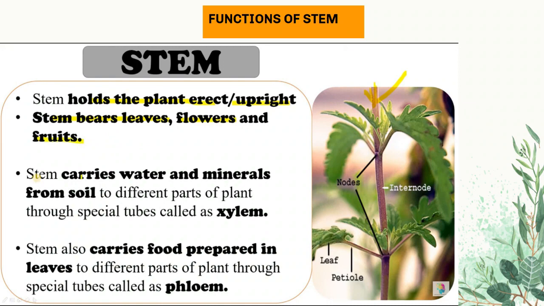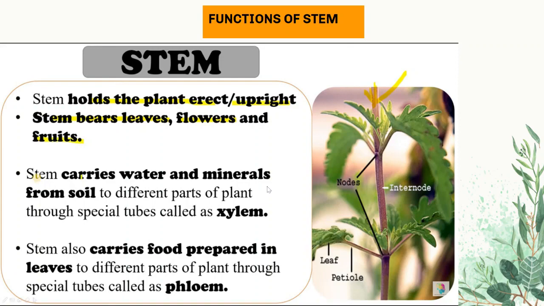Okay, and stem also carries water and minerals from the soil to different parts of the plant through special tubes called xylem, and stem also carries food prepared in leaves to different parts of the plant through special tubes called phloem. So I hope you will remember that stem gives support and also helps in conduction. It carries water through xylem, and food prepared in the leaves to different parts of the plant through phloem.